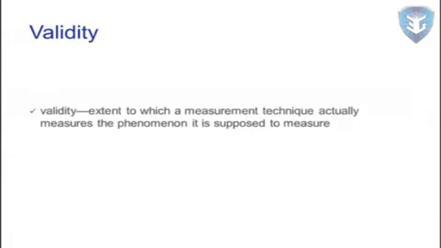The second way of gauging the accuracy and error of our measures is validity. Validity is the extent to which a measurement technique actually measures the phenomenon it is supposed to measure. Once again, there are a variety of ways of assessing validity that are discussed in the Johnson and Reynolds textbook. Rather than lay out all of these methods, we will focus on two in this presentation.